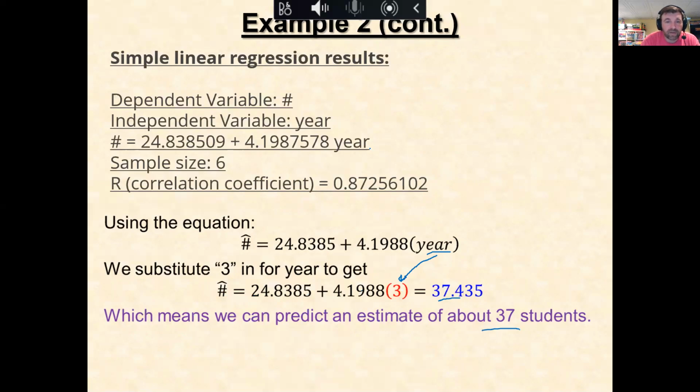So that means in year 3, we can predict an estimate of about 37 students. So we went into StatCrunch, we came up with this equation, and now it's asking us to make a prediction for year 3. So all we did is plug the number 3 in for year, and then you can just write this as your answer, which means we can predict an estimate of about 37 students, something along those lines. But that number, that's not the number, that's the number hat, because that's the predicted number of students. So we're predicting 37 students.